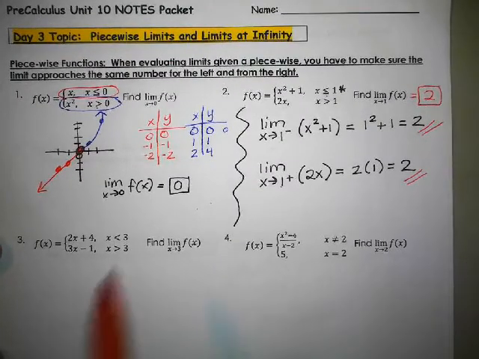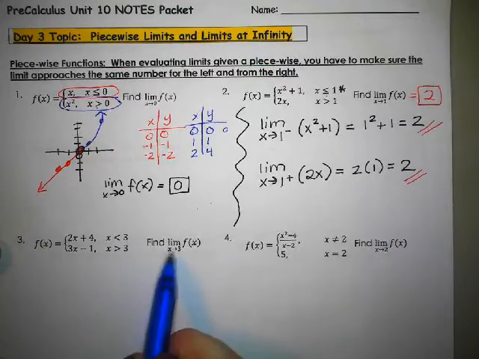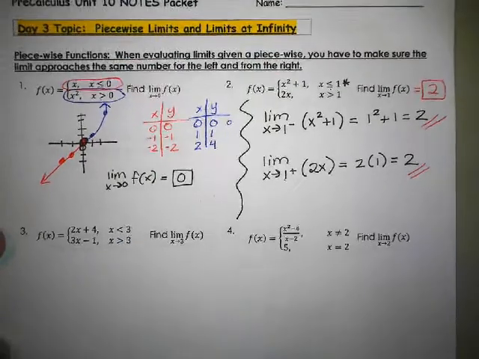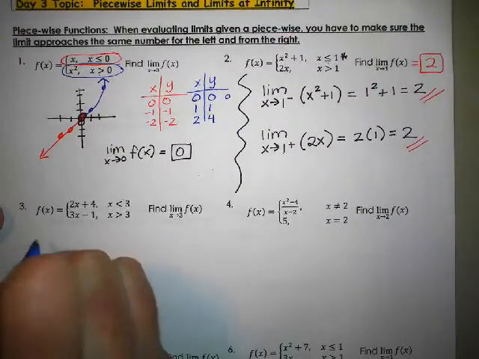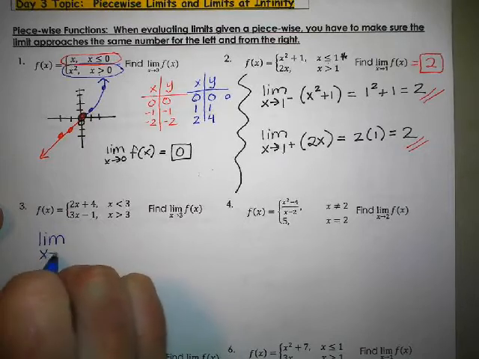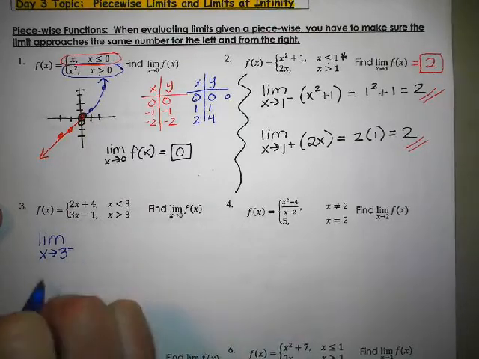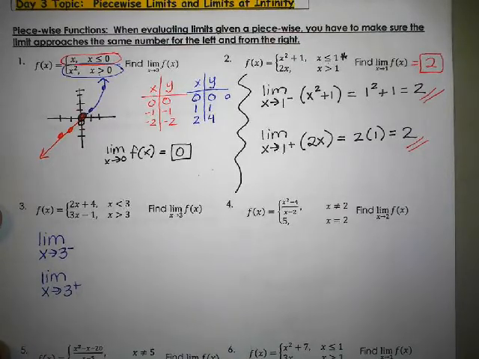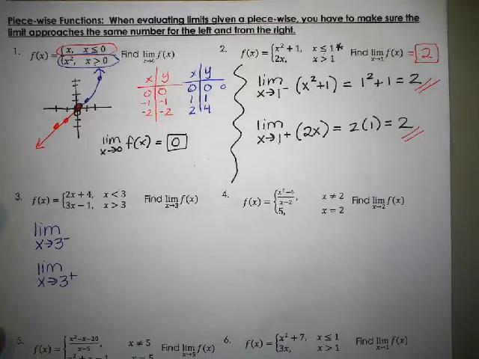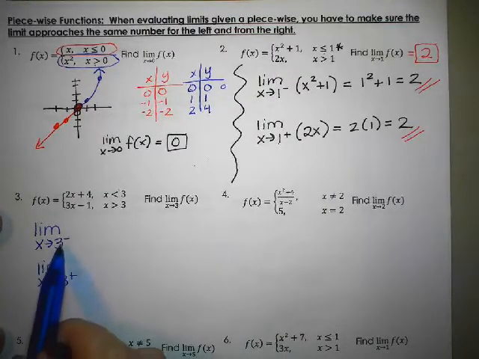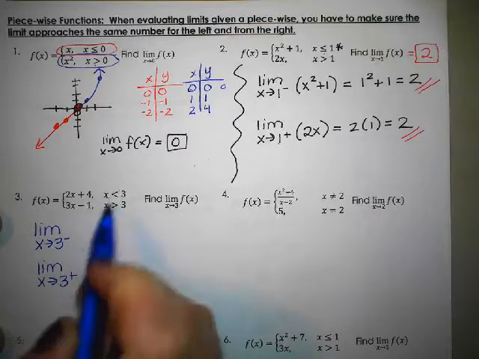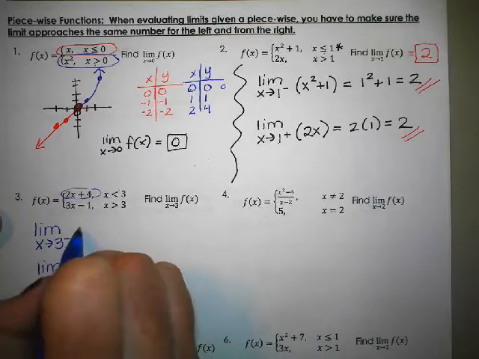Let's try number 3. Number 3 is a piecewise function again, and we're trying to find the limit as x approaches 3. And 3 is where we split on the piecewise. So the way that I do it, always use good notation, please. Lim as x approaches 3 with a little minus sign, and lim as x approaches 3 with a little plus sign. That means from the left and from the right. So from the left, I want to use the function that has values smaller than 3. That would be this top one. The top one says x is less than 3.